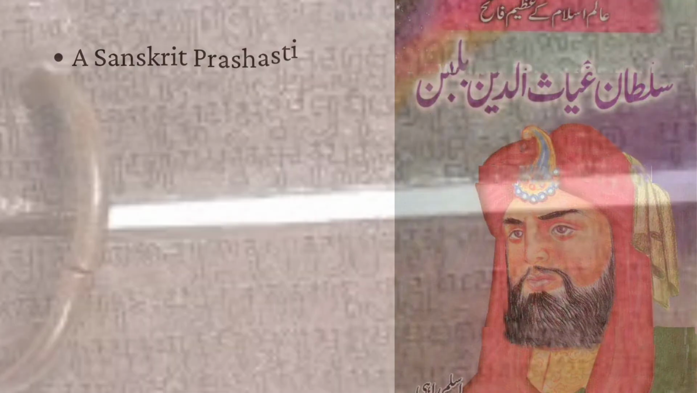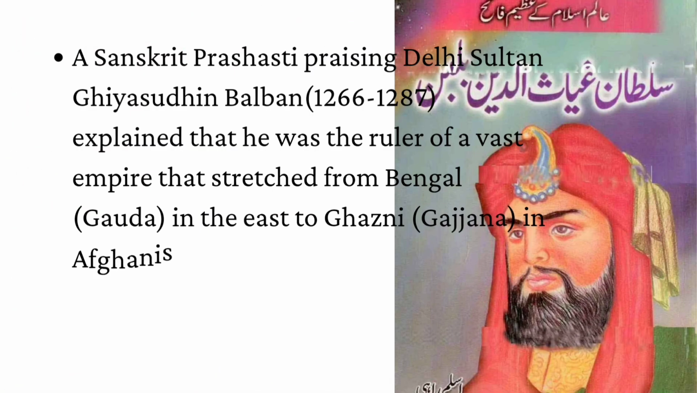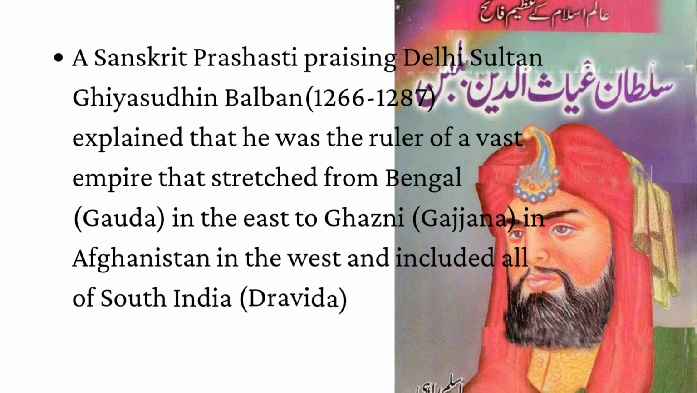Now, a Sanskrit Prashasti. Prashasti is a genre of Indian inscriptions where the poets praise the rulers. One such Sanskrit Prashasti praising Delhi Sultan Ghiyasuddin Balban explained that he was the ruler of a vast empire that stretched from Bengal, at times called Gauda, in the east to Ghazni, Gajjana, in Afghanistan in the west, and included all of South India, Dravida.